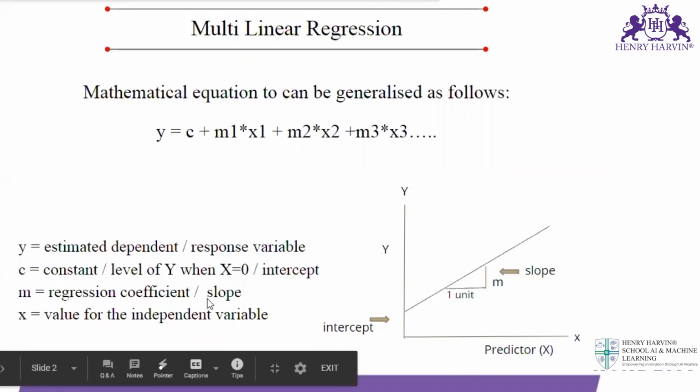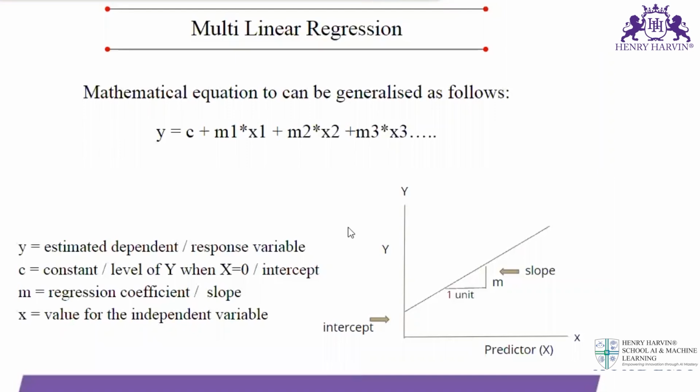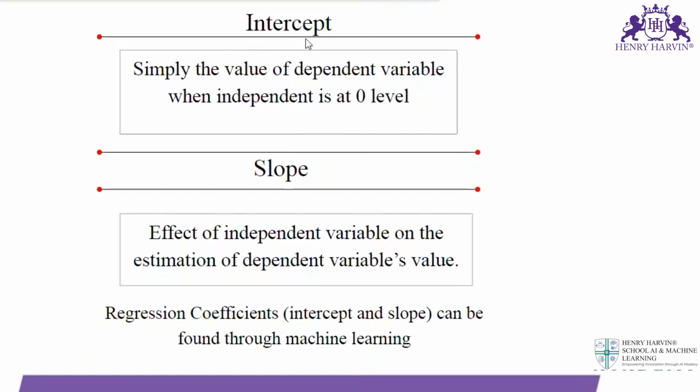Next is m, that is the slope. What is slope? It tells how much the independent variable will affect the value of the dependent variable. Next is x. x is the value of the independent variable. Here there can be multiple independent factors, so we have taken x1, x2, x3 and so on. I have already told you the intercept is simply the value of the dependent variable when the independent variable is at 0 level. Slope affects the estimation of the dependent variable's value.